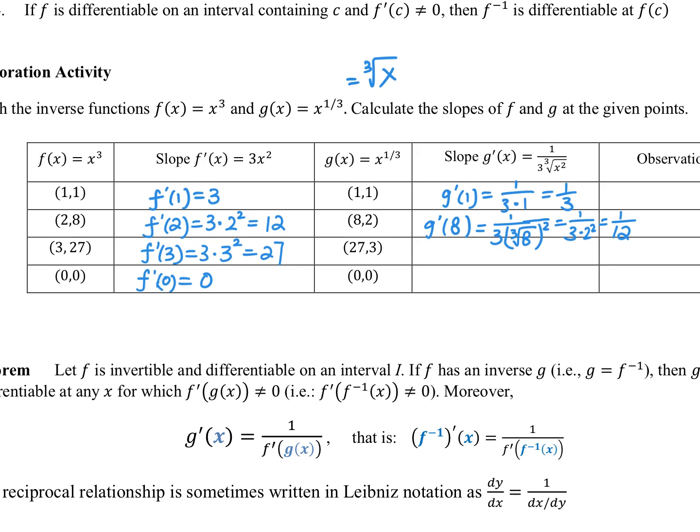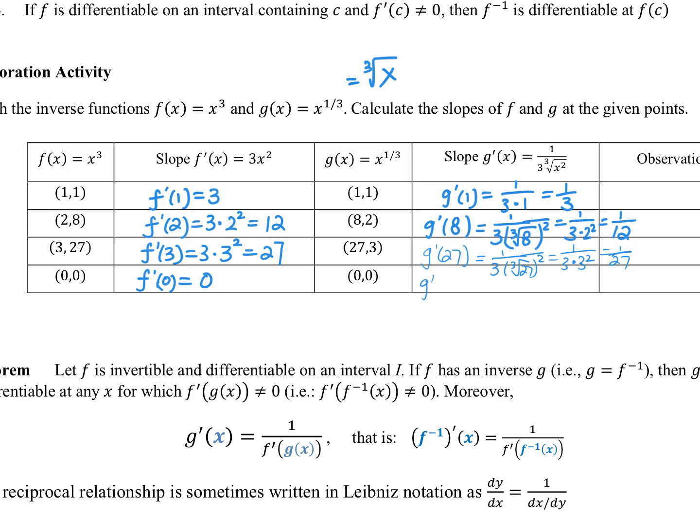Let me zoom in a little. g prime of 27. And here, when x is 3, y is 27. For the inverse, when x is 27, y is 3. It maps the 27 backwards back to 3. So this is equal to 1 over 3 times cube root of 27 square, which is 1 over 3 times 3 square, which is identical to this guy, right? So 1 over 27.